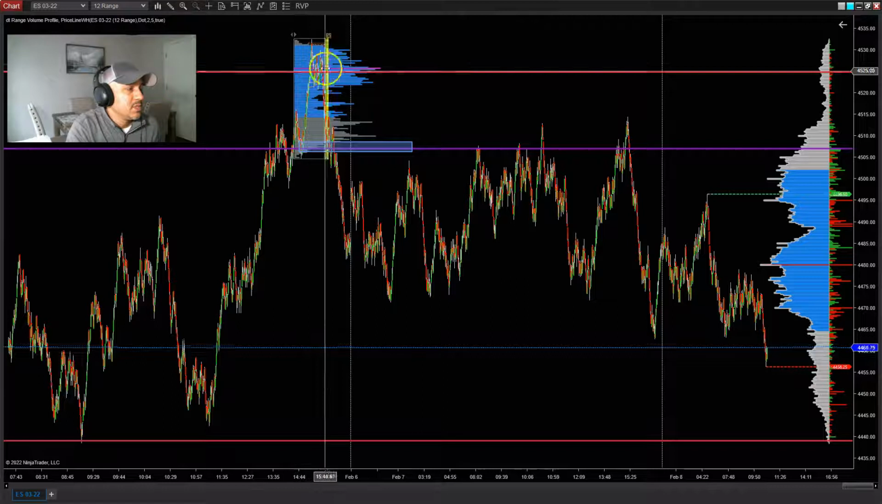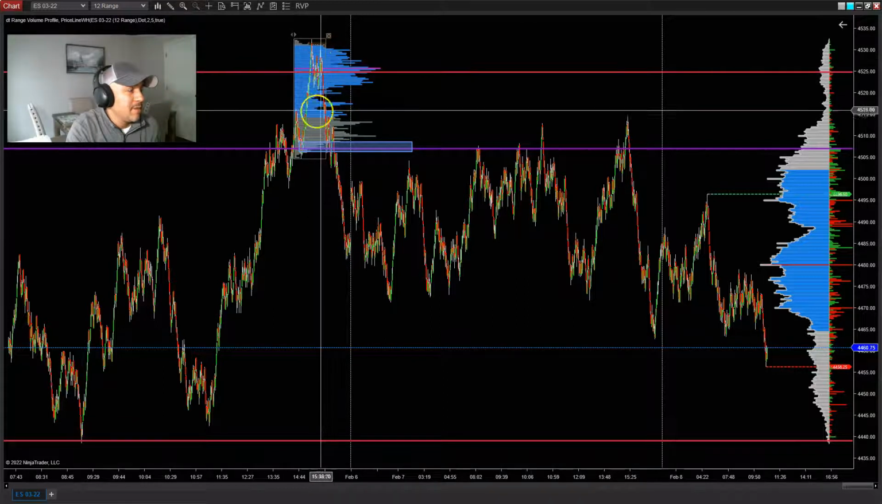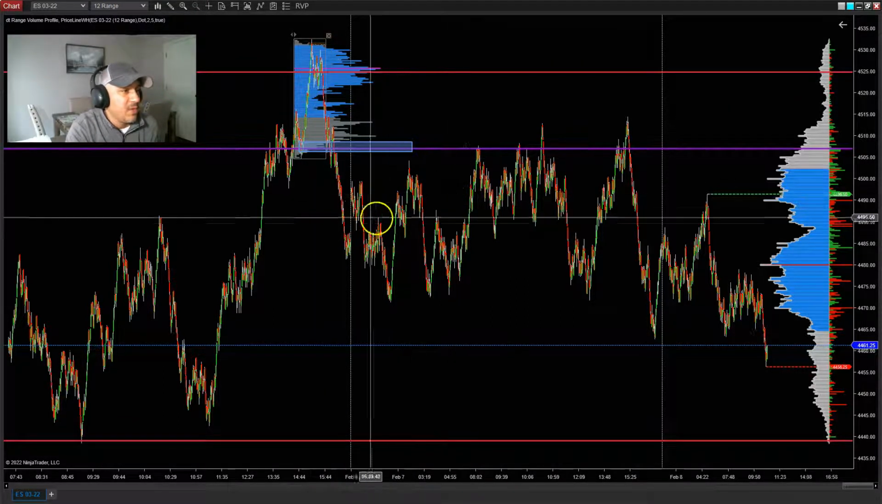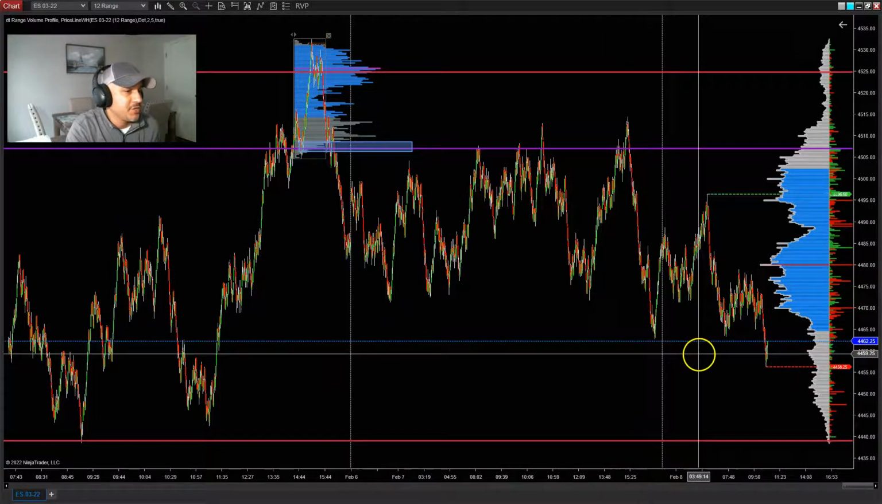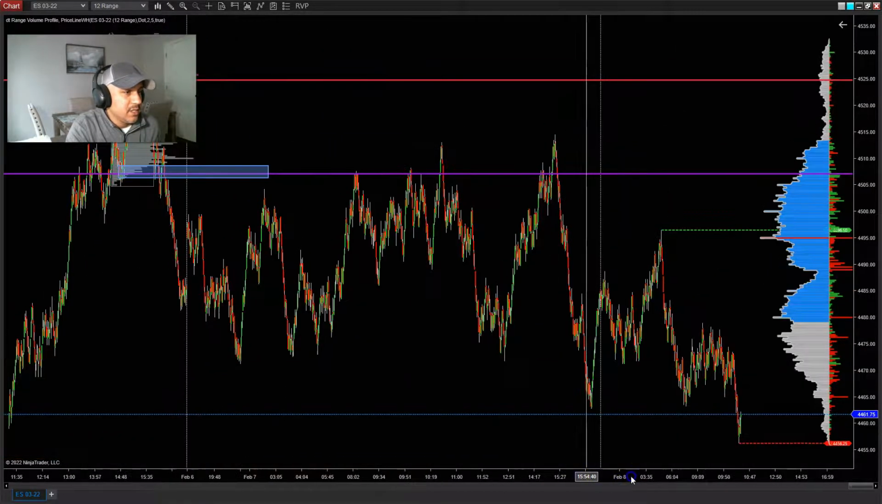Okay, so this is what's classified as a micro or mini range profile, where you can draw these out in any particular area in your chart. Okay, so let's take a look here.